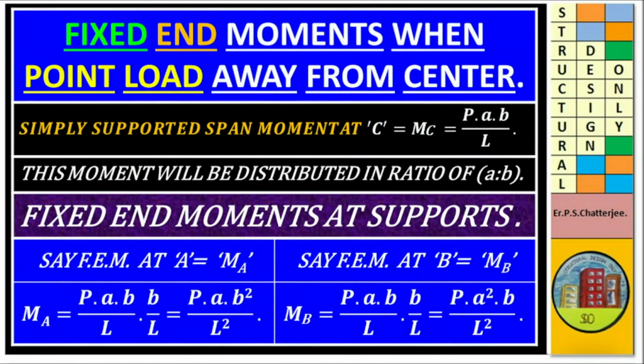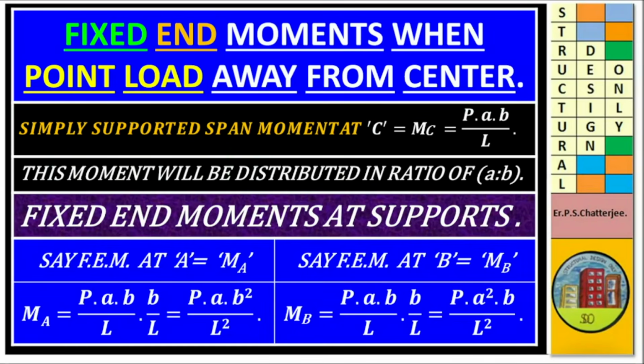Fixed end moment when point load away from the center. Simply supported span moment at C, MC is equal to P into A into B by L. This moment will be distributed in the ratio of A and B. Fixed end moment at supports.